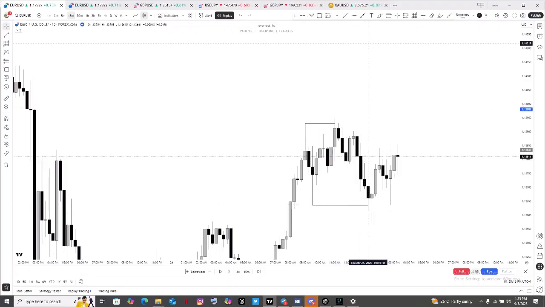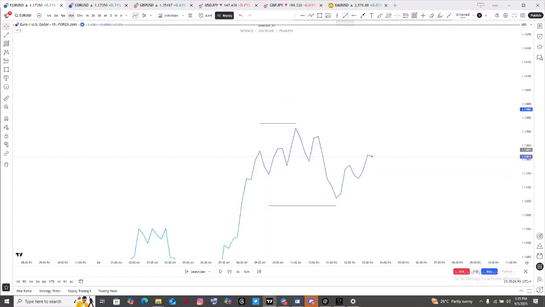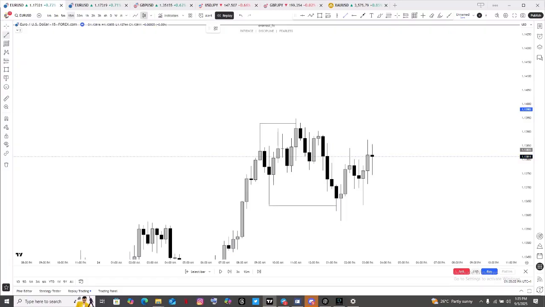Now where is my entry? My entry will be at the QMR, right? You can easily go to a line chart in order to spot it. If you go to a line chart here, this line chart shows only the body. Look at it. The last candle here, the last swing that the market made before changing character, is this. So you mark just the body of that particular candle.